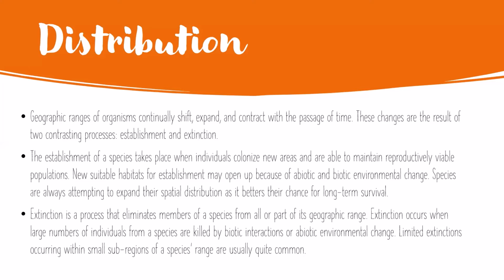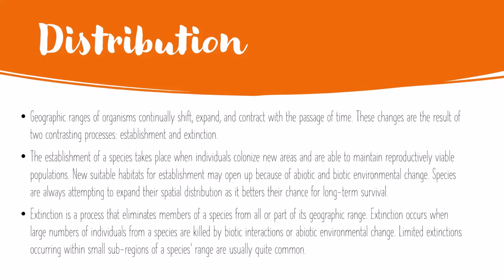And over time, the establishment of a species takes place when individuals colonize new areas and are able to maintain reproductively viable populations. That means they're having just enough boys and just enough girls so that the population can reproduce and sustain itself and continue to add to the numbers. So when mommy and daddy die, the babies come and they live, and there are more adults adding to the population and more babies.